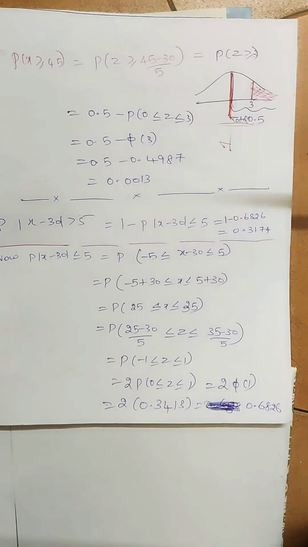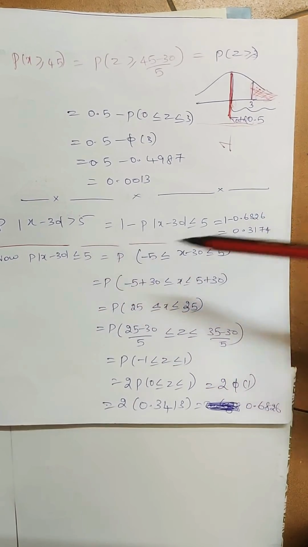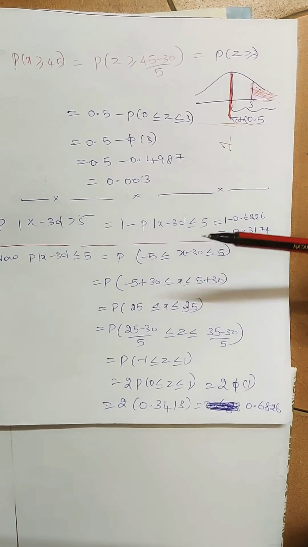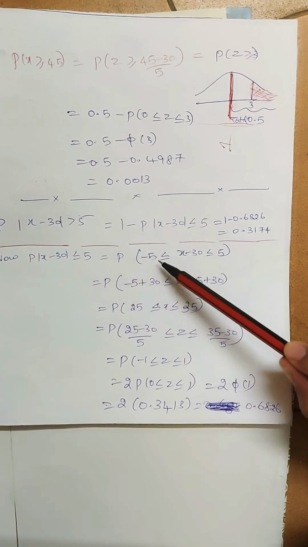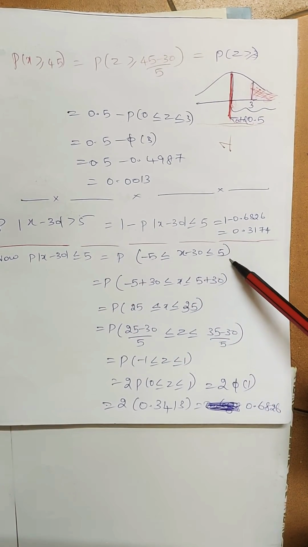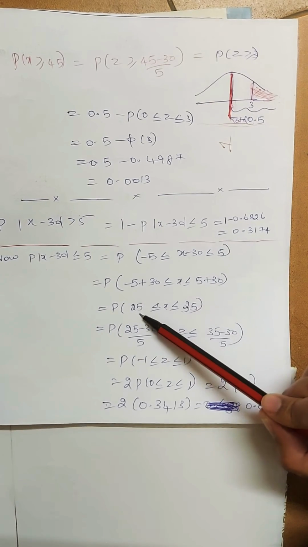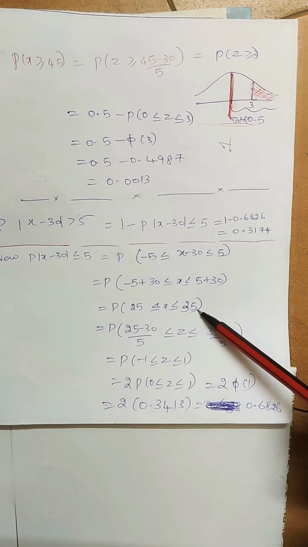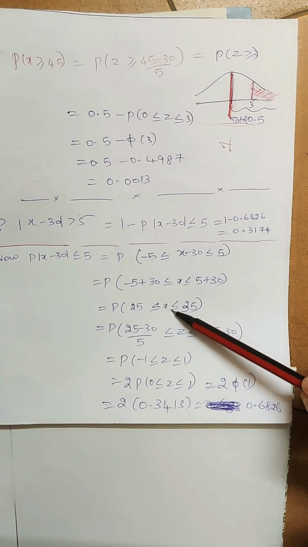Mod x minus 30 greater than 5. Or you can see this also, p of mod x minus 30 less than or equal to 5. If you see this, modulus of x minus 30 means between the negative and the positive value. So I'll write minus 5 less than or equal to x minus 30 less than or equal to 5. Minus 30 goes to the other side, so it becomes plus 30. Minus 5 plus 30, 25. Minus 30 goes to this side, 5 plus 30, 35. So here it is in terms of x.